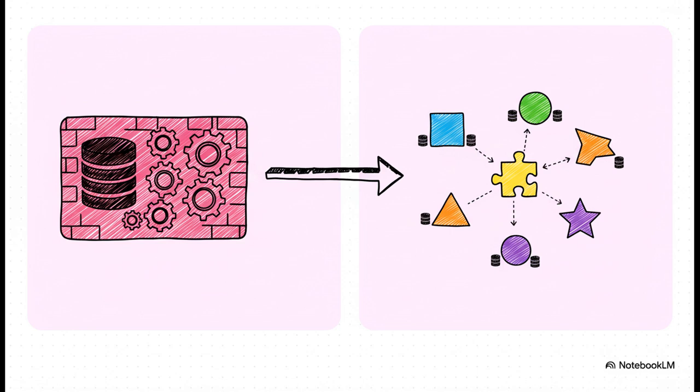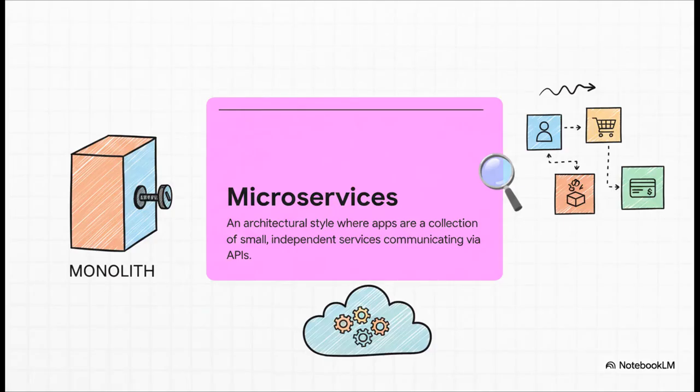Each house has its own plumbing, its own electrical system, its own kitchen. They're all connected by roads, of course, but, and this is the absolute key, they are not dependent on each other. You can completely remodel one house without bothering the neighbors at all. So, what does this look like in the real world? Okay, think about an e-commerce site you use.